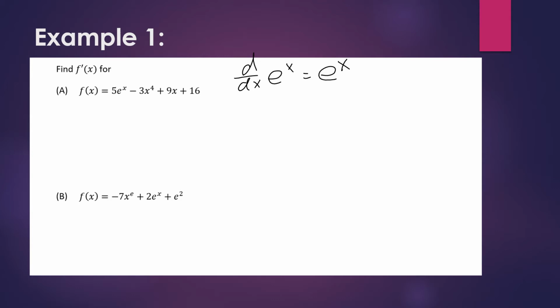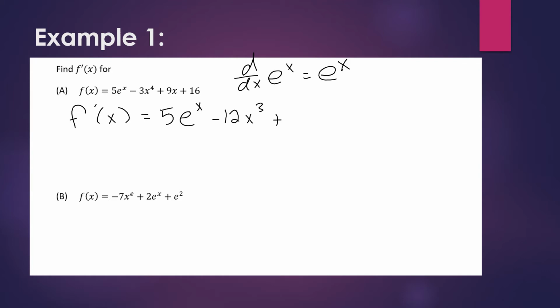So let's take the derivative of 5e to the x minus 3x to the fourth plus 9x plus 16. Well, the derivative of 5e to the x is going to be 5e to the x. And then all the other terms, we know how to do using the power rule. So minus 3x to the fourth, well, that 4 is going to come down, so we're going to get 12x cubed.